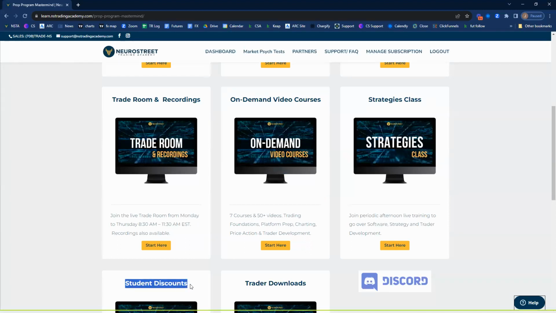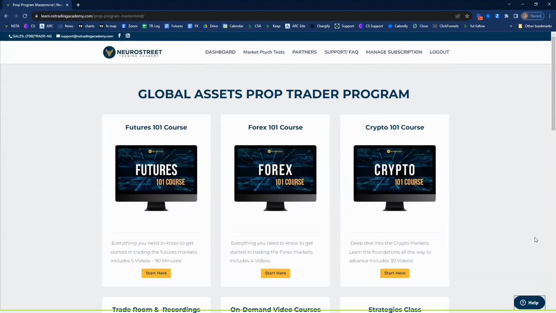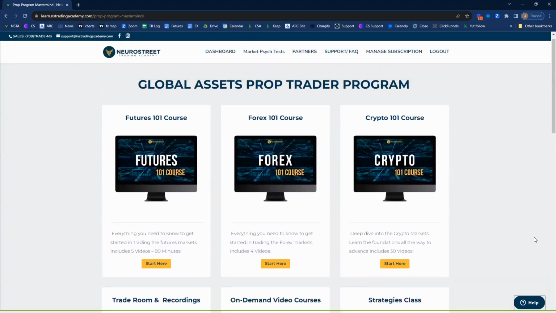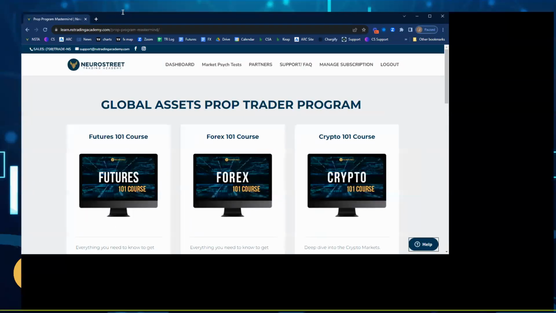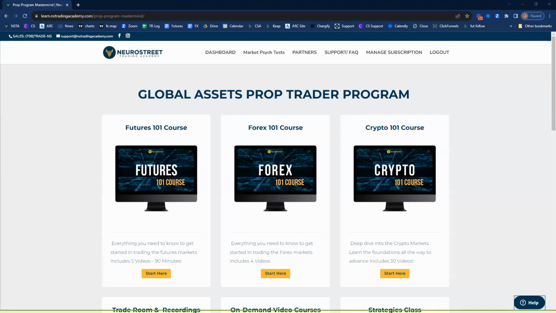And then we have discounts through partners, trader downloads. We're currently building out other courses as well to add into here. So those will come up as we have them available, but they're almost done. So yeah, it's just a really good spot to be. I will tell you, the performance has been great, not just for us, but also for our traders.